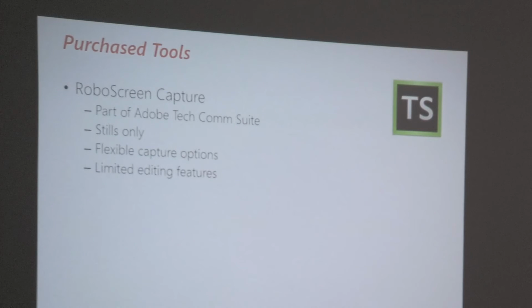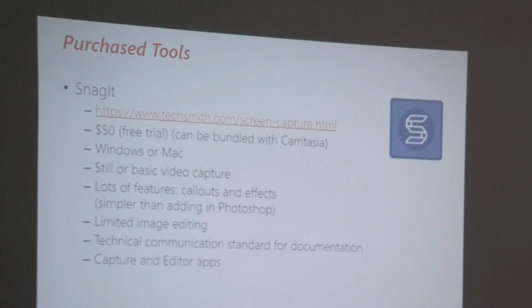Purchase tools: Robo Screen Capture comes with the Adobe Technical Communications Suite. If you get it, don't bother. It's basic. It does a few more things than the default programs, but if I was you, spend your money on Snagit. And I can't say enough good things about Snagit. It's $50 for the program.